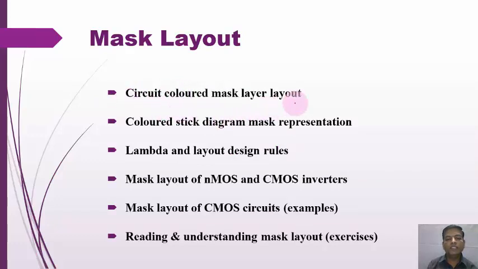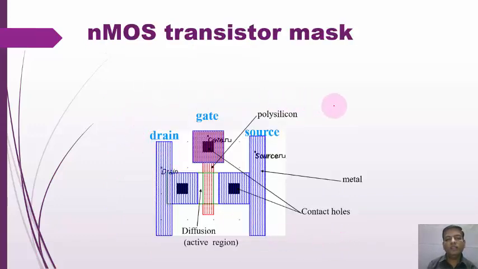Mask layout, circuit colored mask layer layout, colored stick diagram mask representation, lambda and layout design rules, mask layout of NMOS and CMOS inverters, mask layout of CMOS circuit examples, reading and understanding mask layout exercises. First, the NMOS transistor mask, how it looks like. Here the drain terminal, then source terminal, and here is the gate terminal. Through the metal contact we have taken drain and source terminals, and the polysilicon and metal terminal is the gate terminal. Here a polysilicon layer is there.